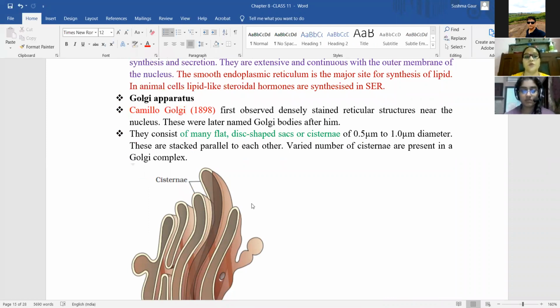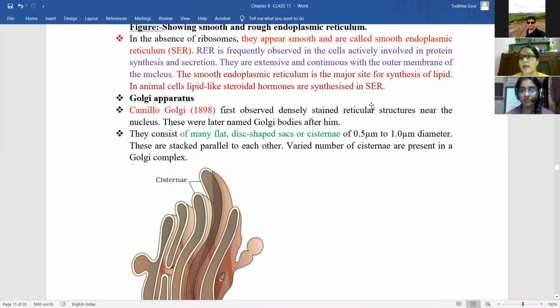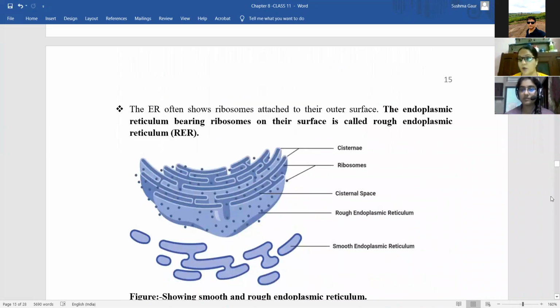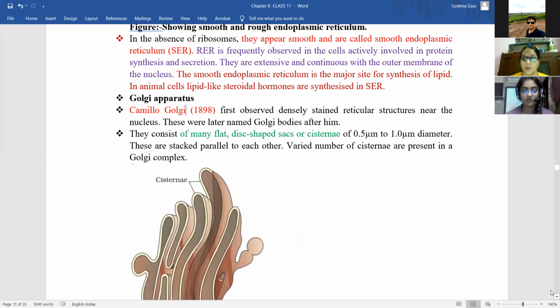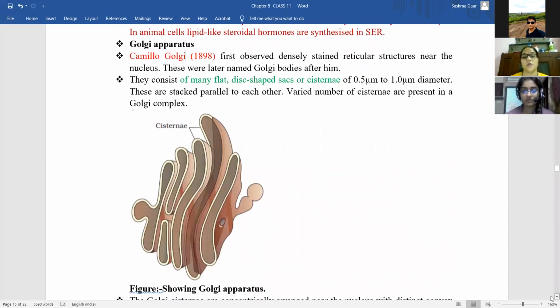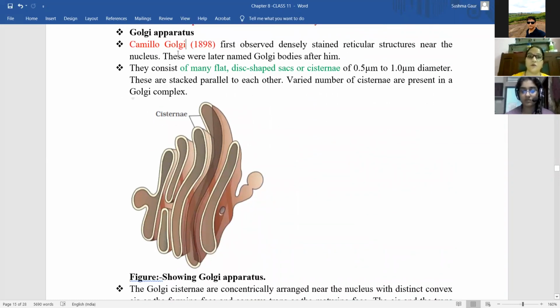Okay. So in last class we have studied about endoplasmic reticulum. Now we'll be heading towards Golgi apparatus. So you have to remember the name of the scientist as well. Camillo Golgi. In 1898, he observed that there are some densely stained, means highly stained reticular structures present near the nucleus, and they were later named as Golgi bodies after the name of the scientist that discovered them.